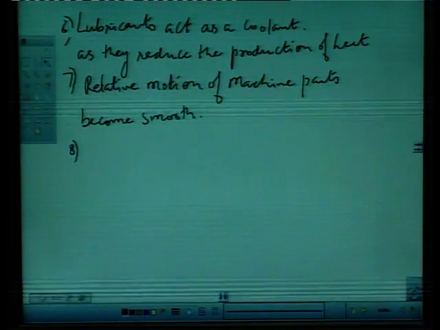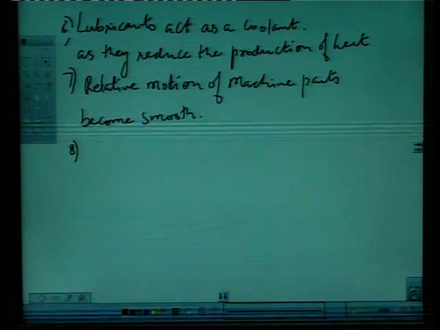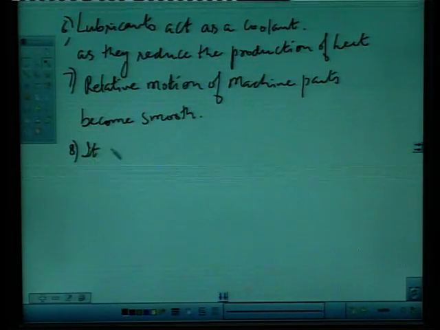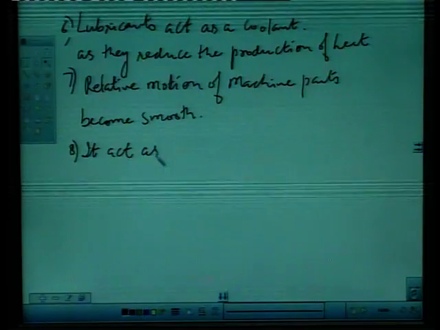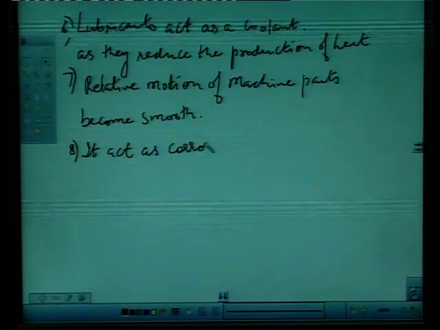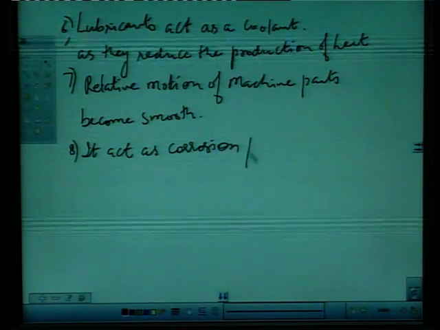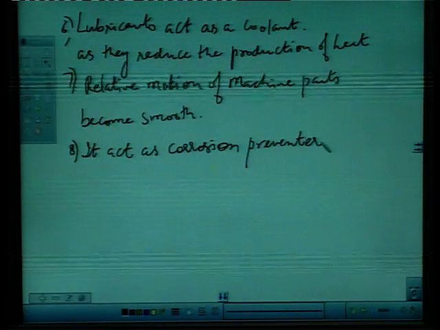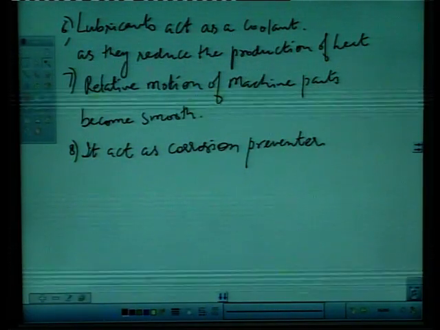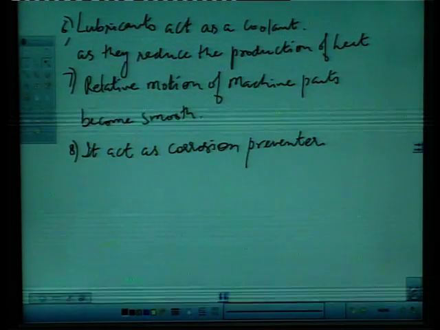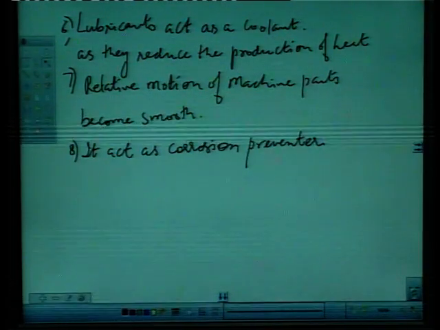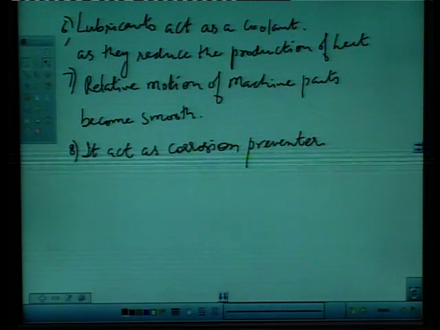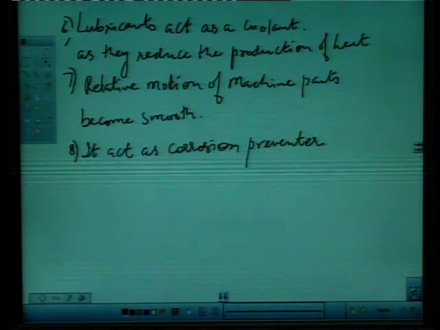Next, lubricant acts as a corrosion preventer, as it is applied on machine parts. Mainly these are oils or grease. So, these act as a corrosion preventer.